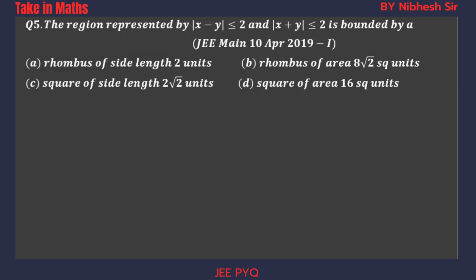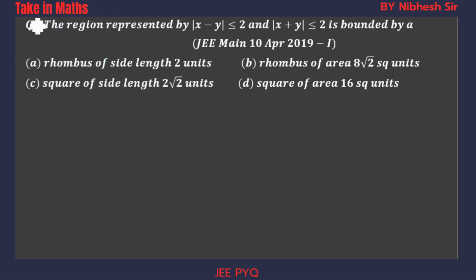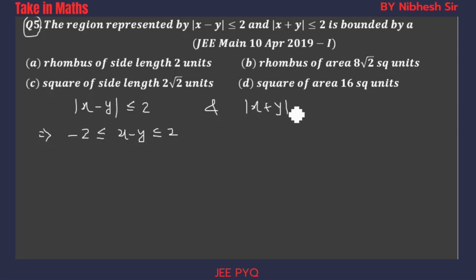So next question, here we have question number 5, right? Question number 5 you can see. So the region represented by mod of x minus y less than or equal to 2. We can write this as minus 2 less than or equal to x minus y less than or equal to 2. And the other equation, mod of x plus y less than or equal to 2, we can write as minus 2 less than or equal to x plus y less than or equal to 2.